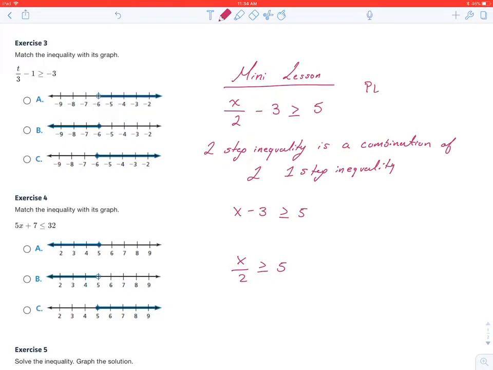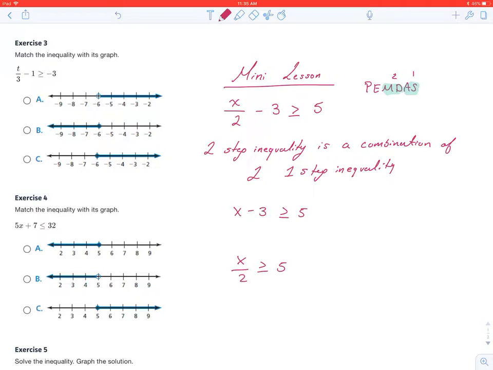Now, we need to do a certain order when solving these. You don't have to do it in this order. Technically, you can do the multiplication division instead of addition subtraction first. But the easiest way to do it, my suggestion, is to do your addition subtraction first and then your multiplication division.